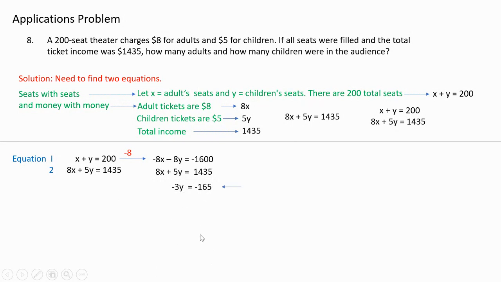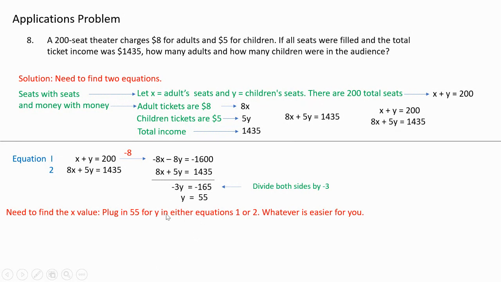Now we divide both sides by negative 3. And we get y equals 55. So there's 55. 55 is y, right? So now we go back and plug in 55 for either equation 1 or equation 2. In my opinion, equation 1 will be easier. Why? Because the coefficients are very, very small compared to equation 2. Right? So let's go to equation 1. We know that y is 55, so I'm going to plug in 55 for the y.